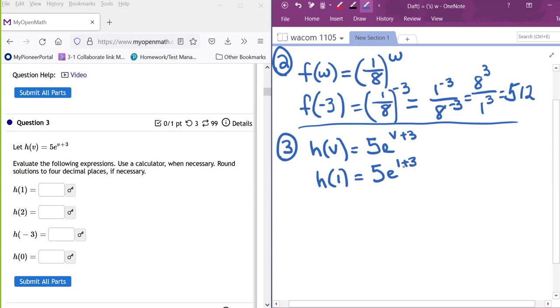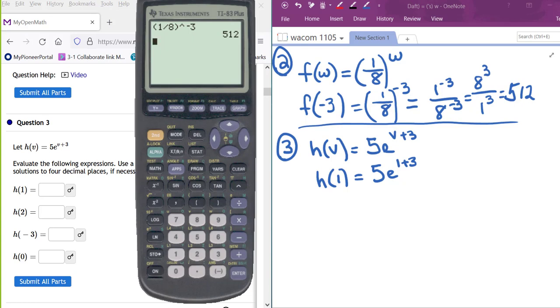Now, I know that you can do 1 plus 3 in your head and get 4, and that would be fine to do. I'm going to go ahead and not do that and do it on the calculator because you need to use parentheses if you're going to do that. Order of operations, we have to figure out this exponent before we do this multiplication.